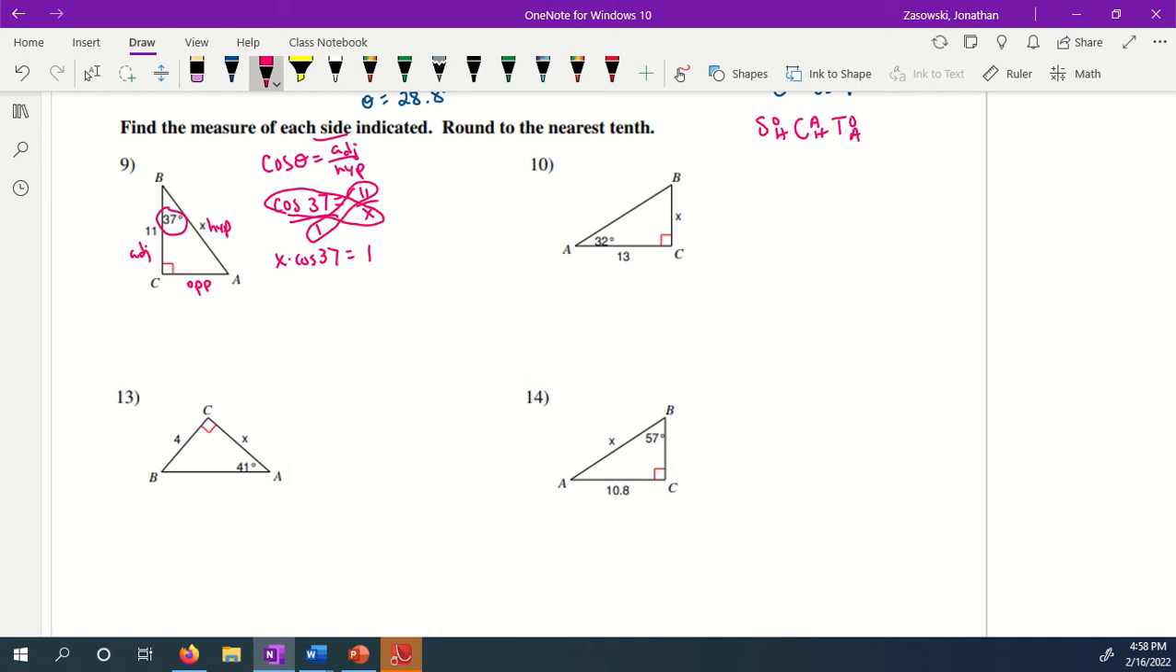Just cross multiplying here. And then we divide out by the cosine of 37. This is 11. And that is going to give us our answer. So take the calculator.